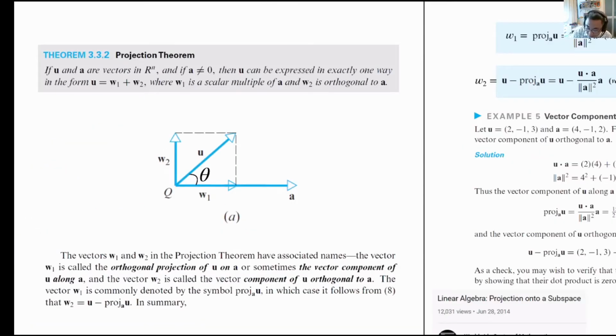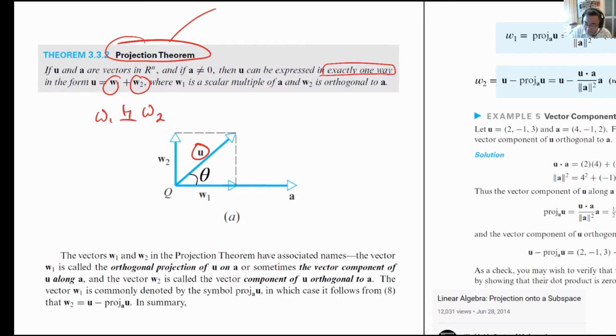In this slide, we'll discuss the projection theorem. The projection theorem tells us that a vector u can be expressed in exactly one way as a sum of w1 and w2 when they are orthogonal to each other. So this is very nice. It means that u has a unique representation when we decompose u into orthogonal vectors.